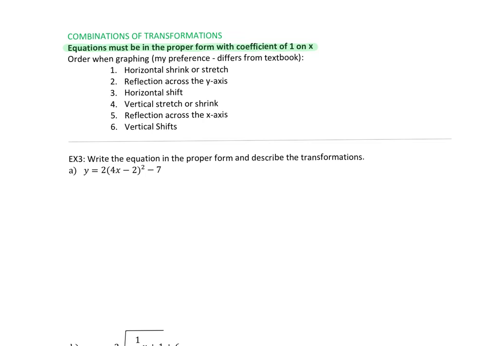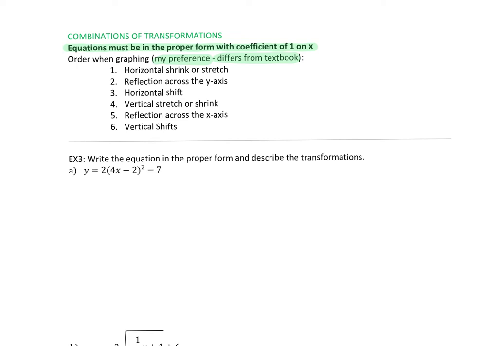And they have 3 orders of graphing, and I don't. I do a little bit more than they do, and I get more detailed. So the order when graphing, this is my preference. This is not the preference of your book. Your book says it in a different way.